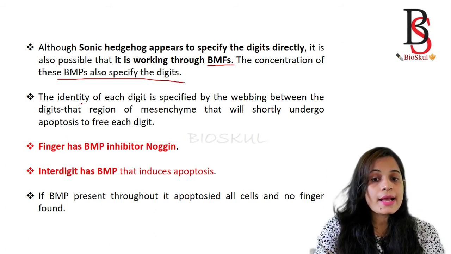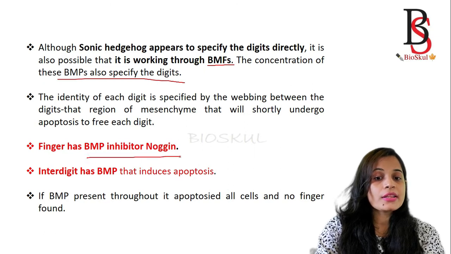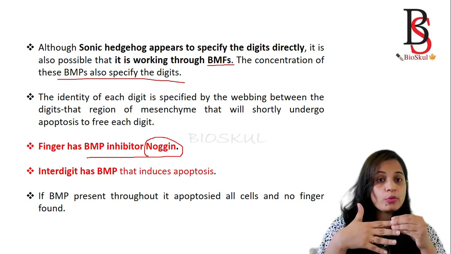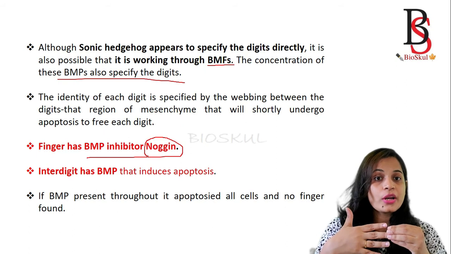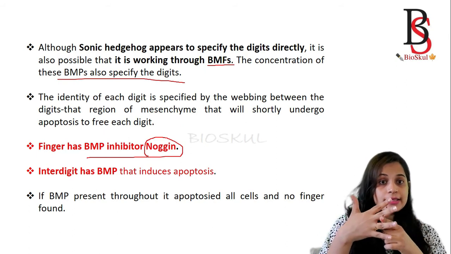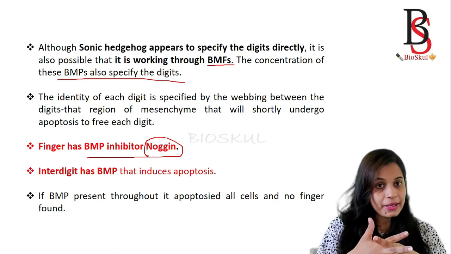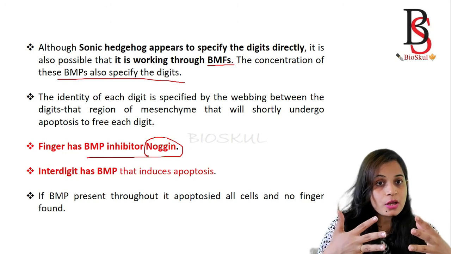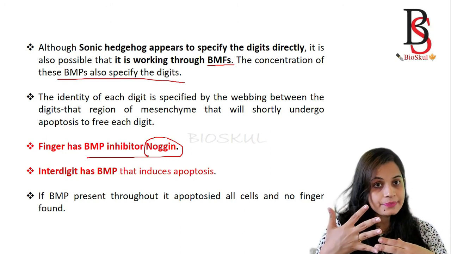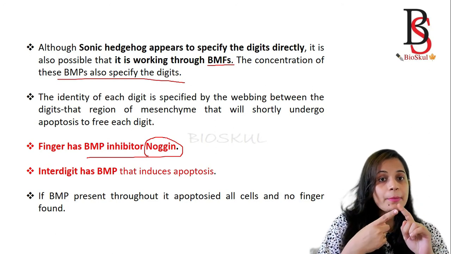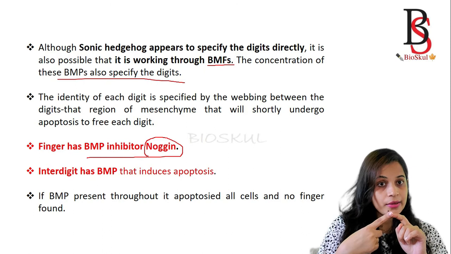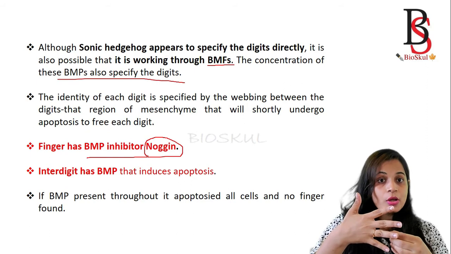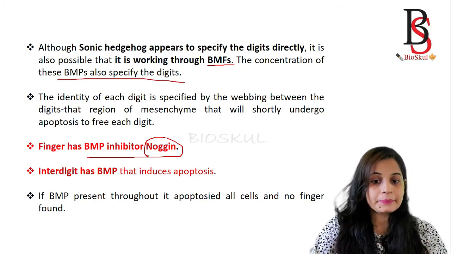The finger has a BMP inhibitor, a bone morphogenetic protein inhibitor, and that protein is known as noggin. Whereas the interdigit region has the BMP, the bone morphogenetic protein, which induces the apoptosis of the mesenchyme and frees the digits. You remember, the finger has the BMP inhibitor known as noggin, whereas the interdigit space has the BMP which induces apoptosis.